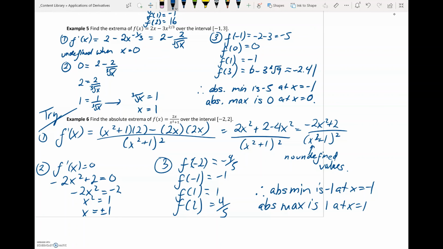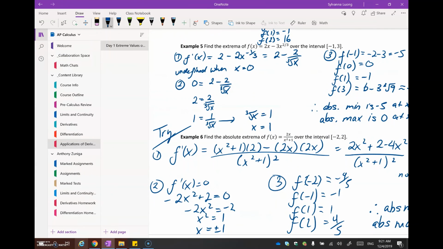Then we're going to set f prime of x to 0. You're going to move things around and start solving for x. And then in the end, you will get x equals plus or minus 1. Step 3 is to evaluate f at the endpoints and at plus and minus 1. You're going to get an absolute min at -1 when x is equal to -1, and the absolute max is 1 at x equals 1. And then that's it.